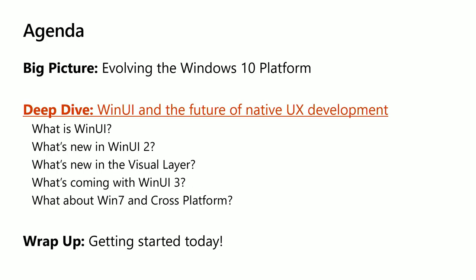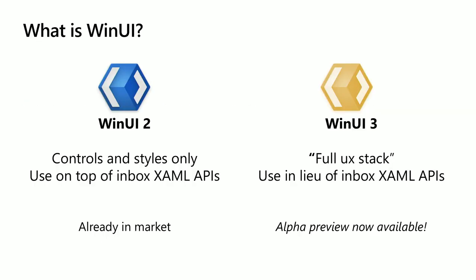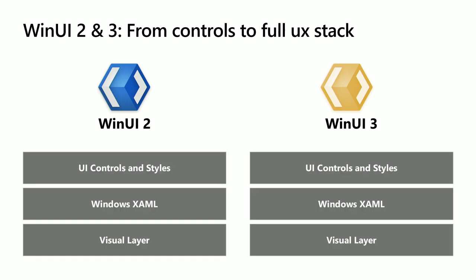I want to talk about WinUI. Great. Yes. So that's kind of a big picture of stuff. Now we want to dive a bit more into WinUI and the future of native UX development specifically. So what is WinUI? We talked about there's WinUI 2 and WinUI 3. WinUI 2 is a library of controls and styles that you'd use on top of the inbox XAML platform. WinUI 3 gives you the full stack of the platform. And WinUI 2 has been shipping for more than a year now and kind of has multiple versions out there. And WinUI 3, we just launched the alpha preview of this week.